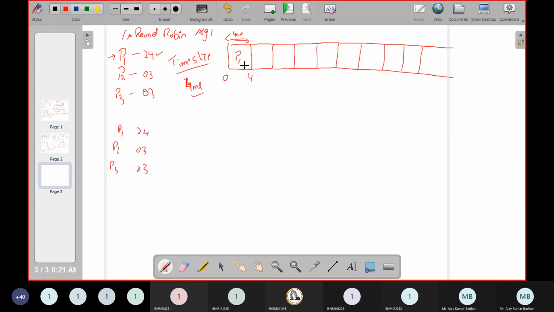Now process P1 is allocated. He has completed 4 milliseconds of task. What about the remaining? Still 20 milliseconds of task is pending.